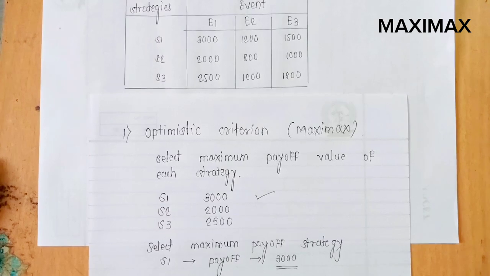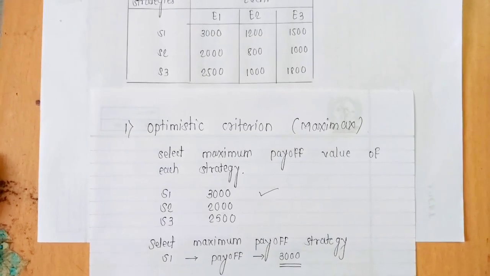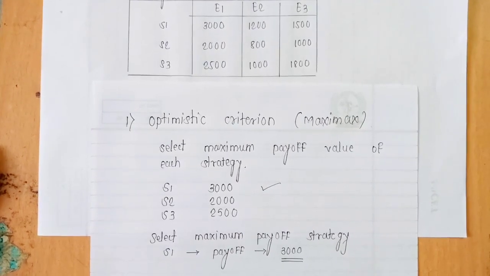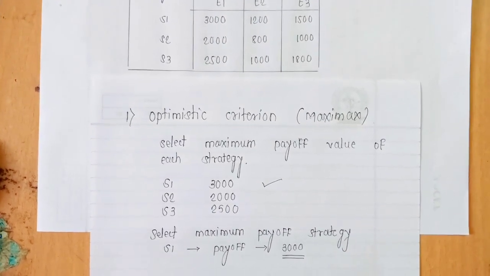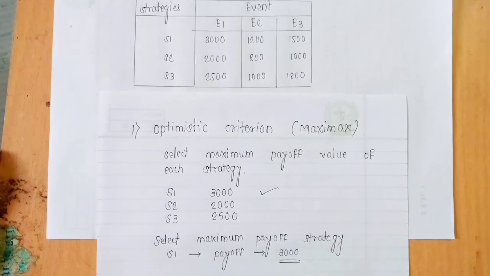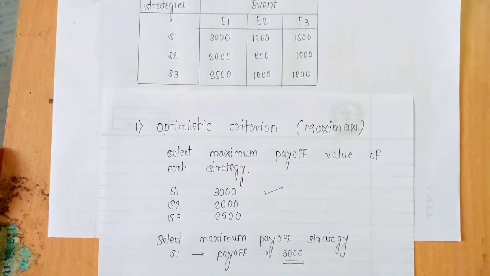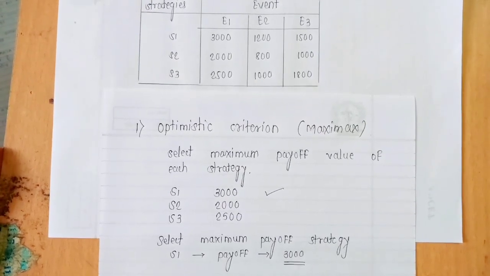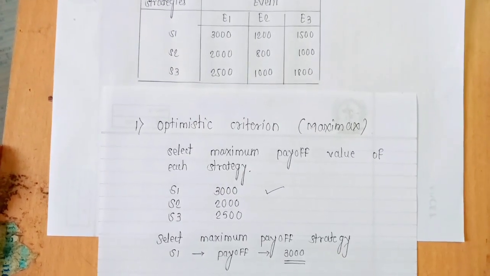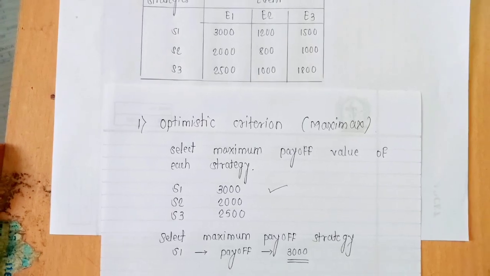In the optimistic criterion, which is also called the maximax criterion, the word itself says that first we have to select the maximum payoff of each strategy, and then select the maximum from the maximums we have got. So there are S1, S2, S3. In the table, the maximum payoffs are: S1 has 3000, S2 has 2000 and S3 has 2500. From these three we have to select the maximum payoff strategy. So we get S1 with 3000 as the maximum payoff.